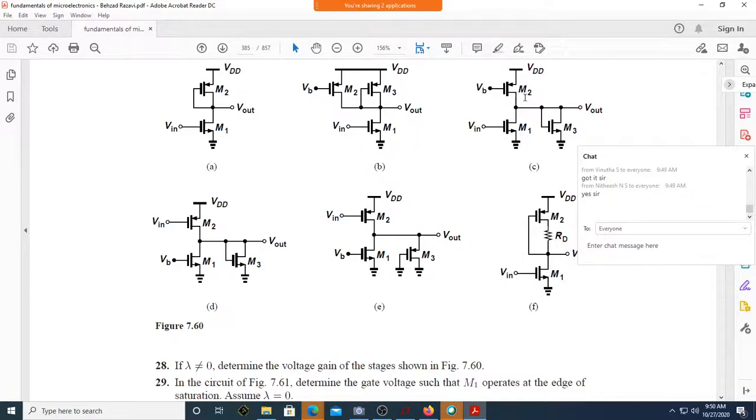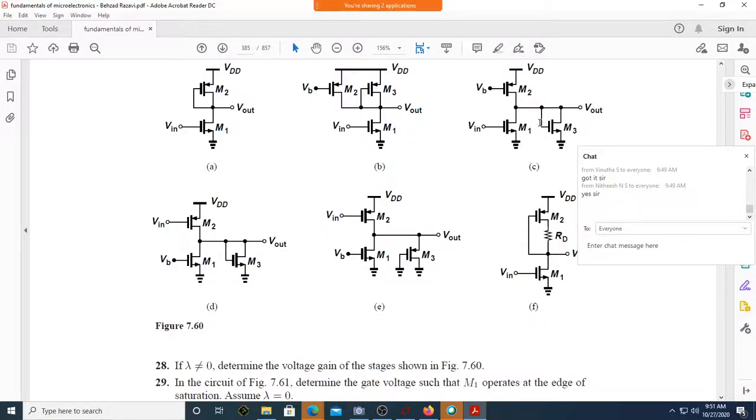What is the effectiveness of this M2 now? You are looking towards the drain. What is the effectiveness of this M3 now? 1 over GM3 parallel to R03, sir. Because drain and gate of M3 are shorted. Does the resistance of this come in parallel with this? This is AC ground, and these two are the same point, and these two are the same point. They are actually coming in parallel.